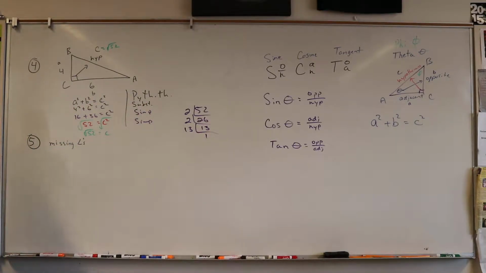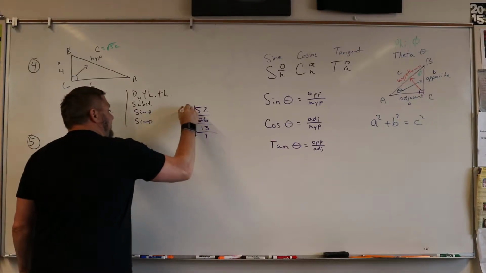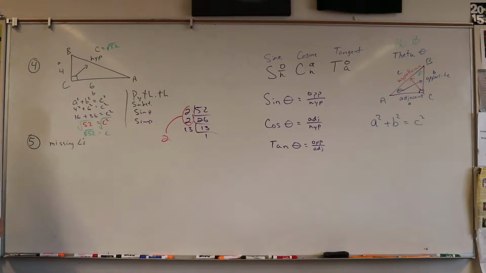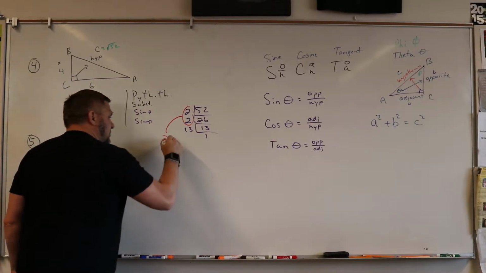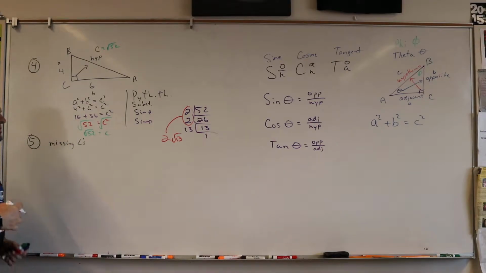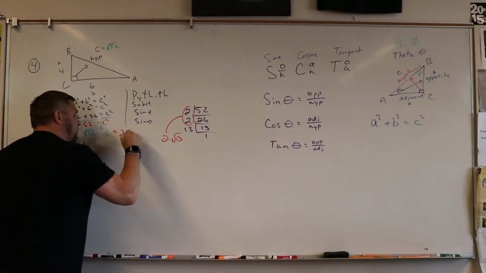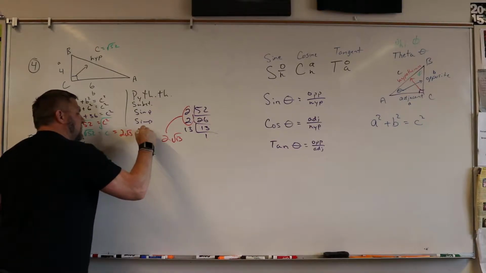So how many pairs do you have? 1 pair of 2's, right? So that changes into a 2. And what stays in the square root? 13. A 13. So, what is c? 2 square root 13. What do we call that? Simplify.